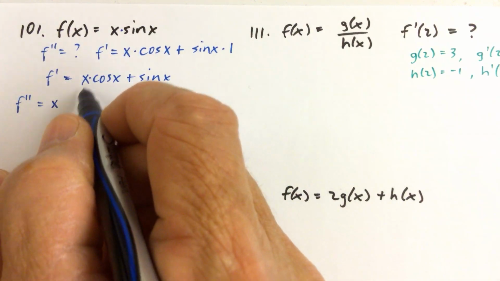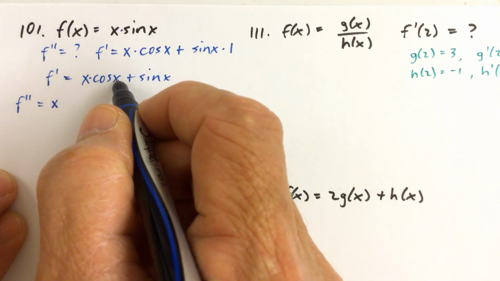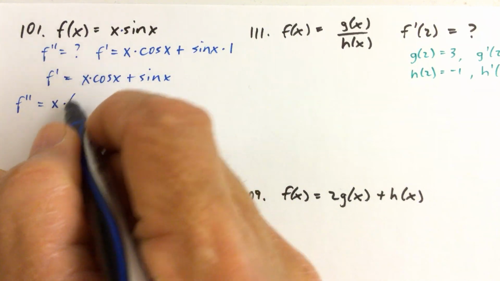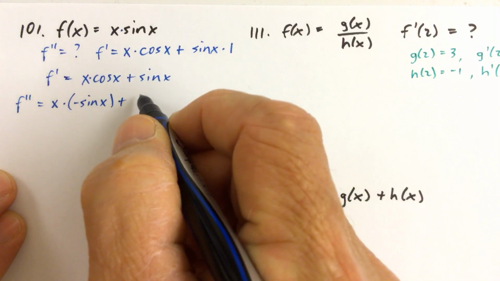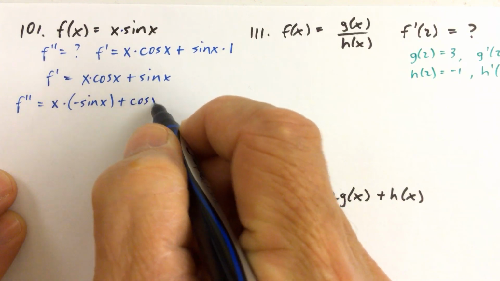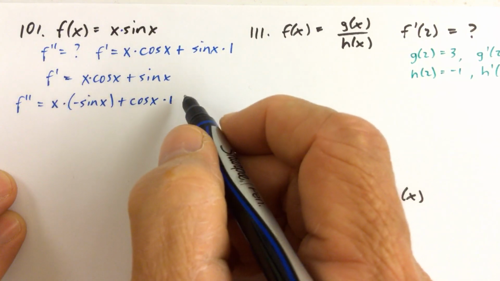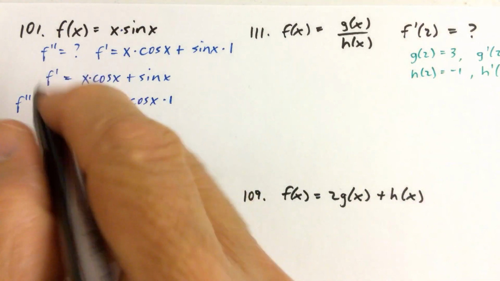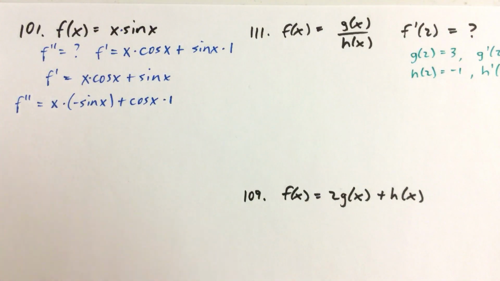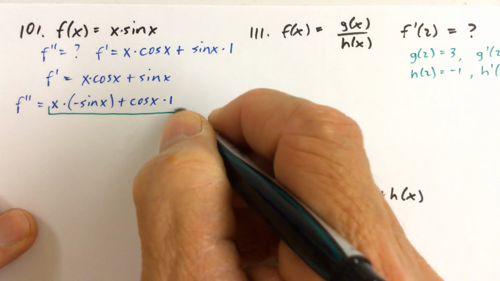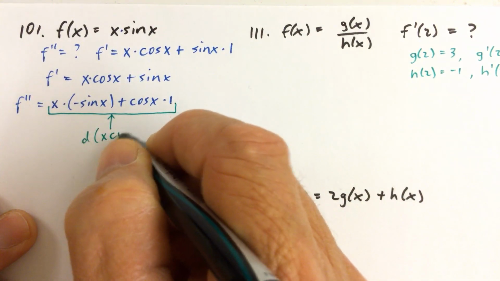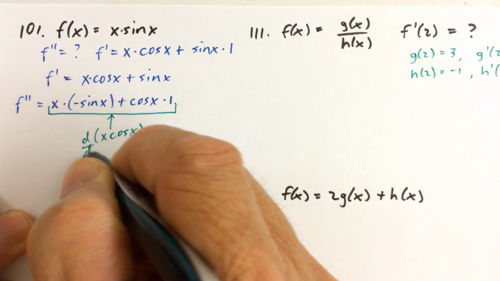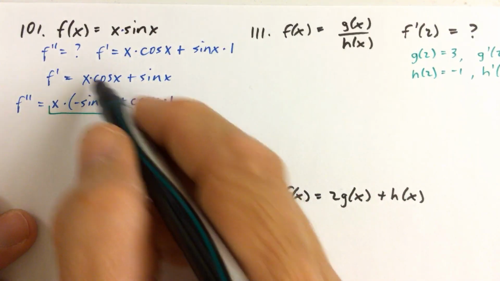The derivative of x times the cosine of x is the first times the derivative of the second, which is negative sine of x, plus the second times the derivative of the first. So all of this right here, just to be clear, guys, that's the derivative of x times the cosine of x with respect to x. So that's all that part.